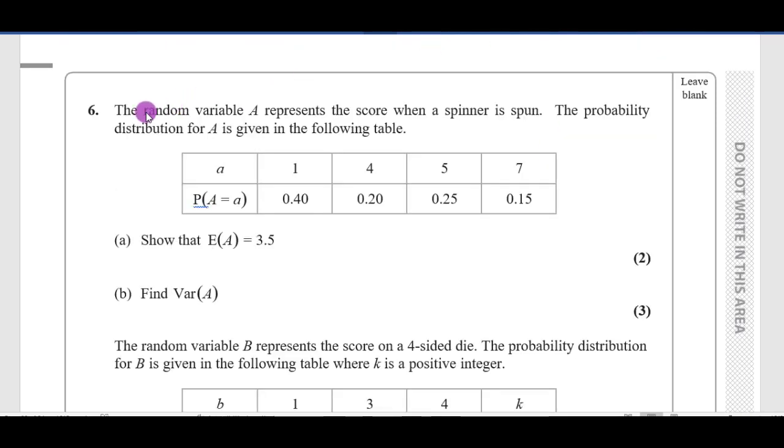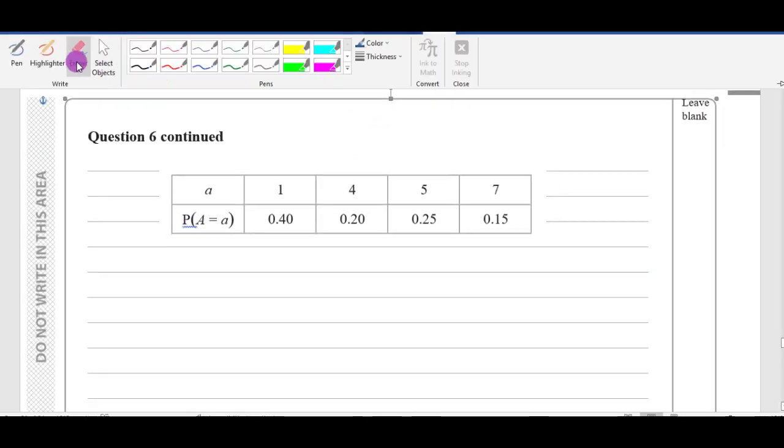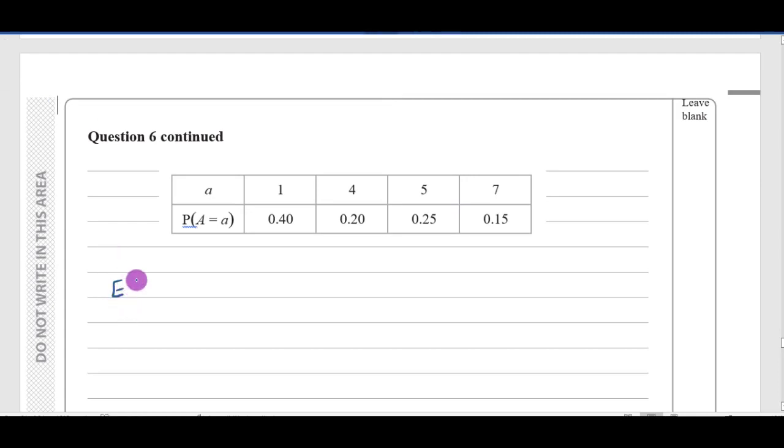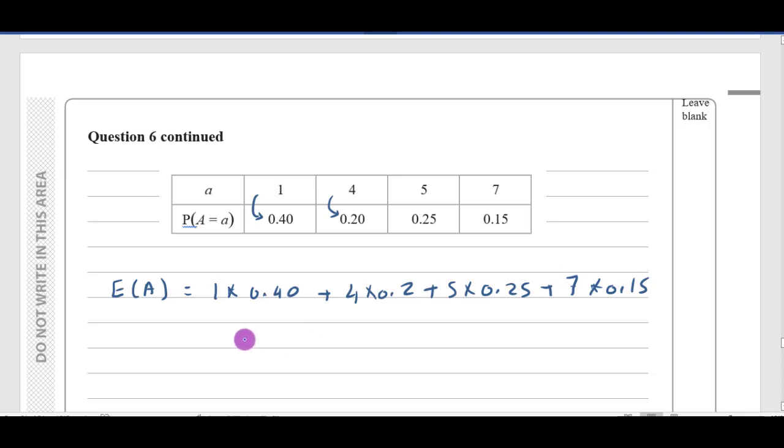Okay. Now the random variable A represents the score when a spinner is spun. The probability distribution of A is given in the following table. Show that E of A is 3.5. So this is the table, and we need E of A. E of A is equal to 1 multiplied by 0.4 plus 4 multiplied by 0.2 plus 5 multiplied by 0.25 plus 7 multiplied by 0.15.